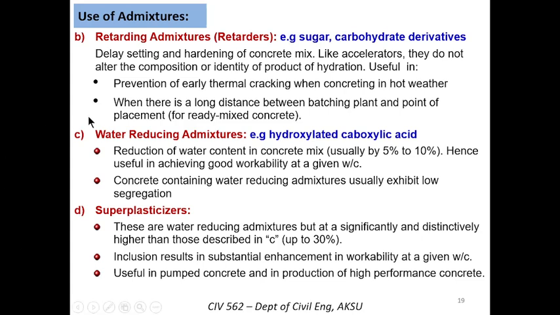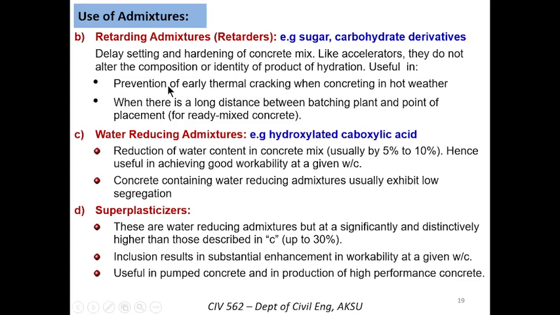Another one is retarding admixture. These are called retarders, for example sugar and carbohydrate derivatives. They delay setting and hardening of the concrete mix. Like accelerators, they do not alter the composition or identity of the products of hydration. They just reduce the rate of the hydration reaction, retarding setting and hardening of concrete.